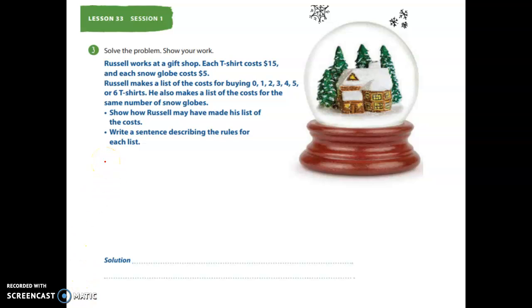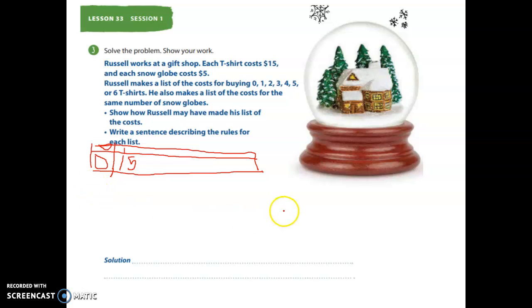Again, it says that he makes a list of the cost, so you can just list it out like this. So if you have 0 shirts, and then the cost is $15 each, 15, you can list it that way, or you can put it in a chart like we've been doing. Same information, just above that you would say that it was 0 shirts, 1 shirt, and then list it out. So you need to do 2 different charts again because we have t-shirts and snow globes. So go ahead and fill in 2 charts for me.